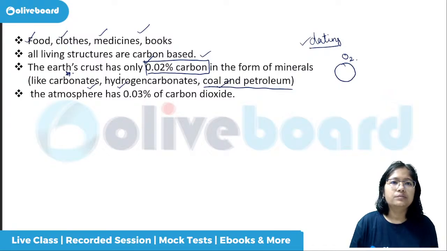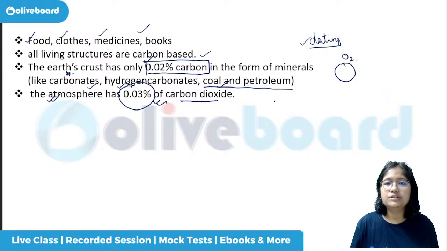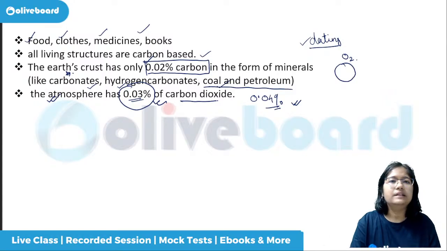Good morning. Next is the atmosphere. The atmosphere has 0.03% of carbon dioxide. So in the atmosphere, they ask you which is the most abundant gas. Then you know that in the atmosphere, we have only 0.03%. Sometimes in the options, you can also find 0.04. So that is also fine. So that is the atmosphere and its constituent gases. What are the components in the atmosphere?